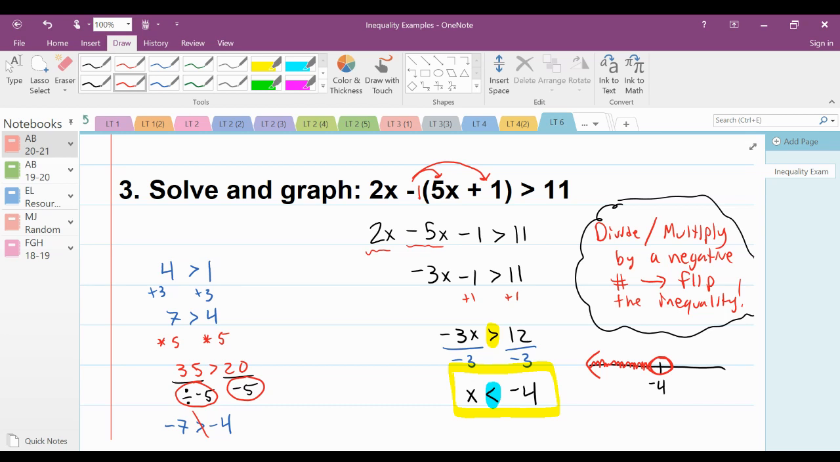Just that final reminder, whenever you divide or multiply by a negative number in an inequality while you're solving it, you need to flip the sign. Less than becomes greater than, less than or equal becomes greater than or equal to.